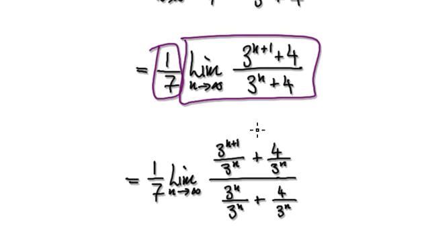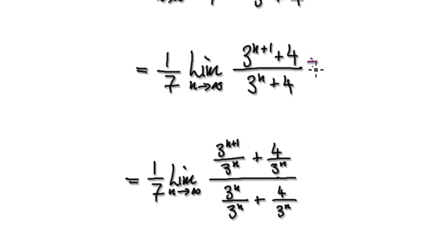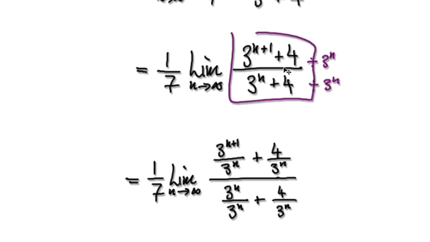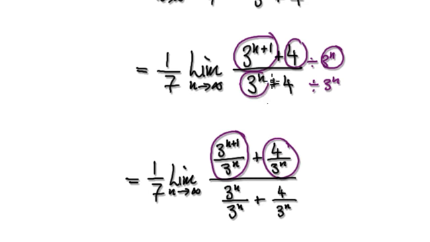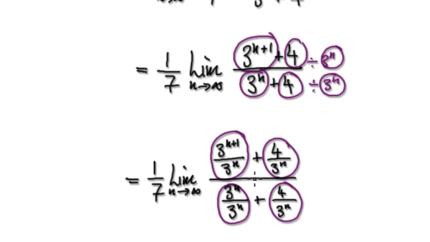When you get to this stage, divide top and bottom by the same thing. Divide top and bottom by 3 to the power of n, because ultimately you're trying to find the limit of this thing here. So this thing divided by 3 to the power of n will give us this. 4 divided by 3 to the power of n will give us this. 3 to the power of n divided by 3 to the power of n will give us this.